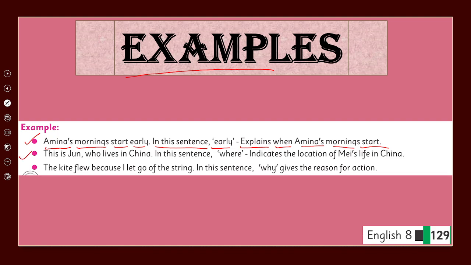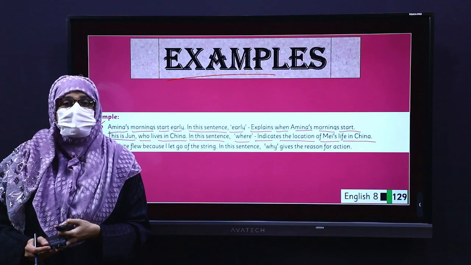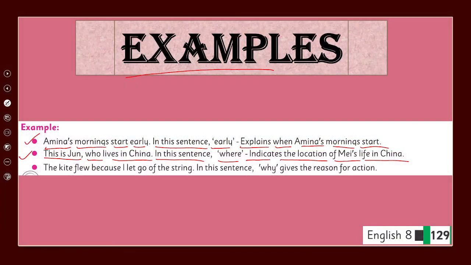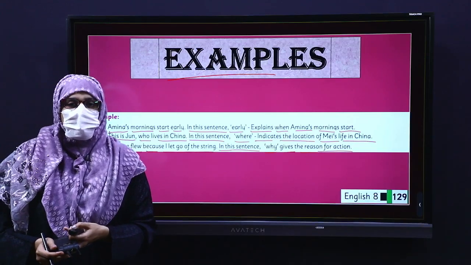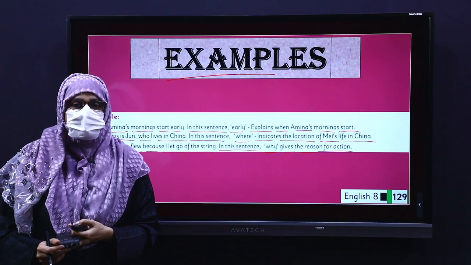In the next example, this is June, who lives in China. In this sentence, where indicates the location of June's life in China. Where does June live? She lives in China. The kite flew because I let go of the string. In this sentence, why gives the reason for action. So, why did the kite fly? Because the person let the string loose.